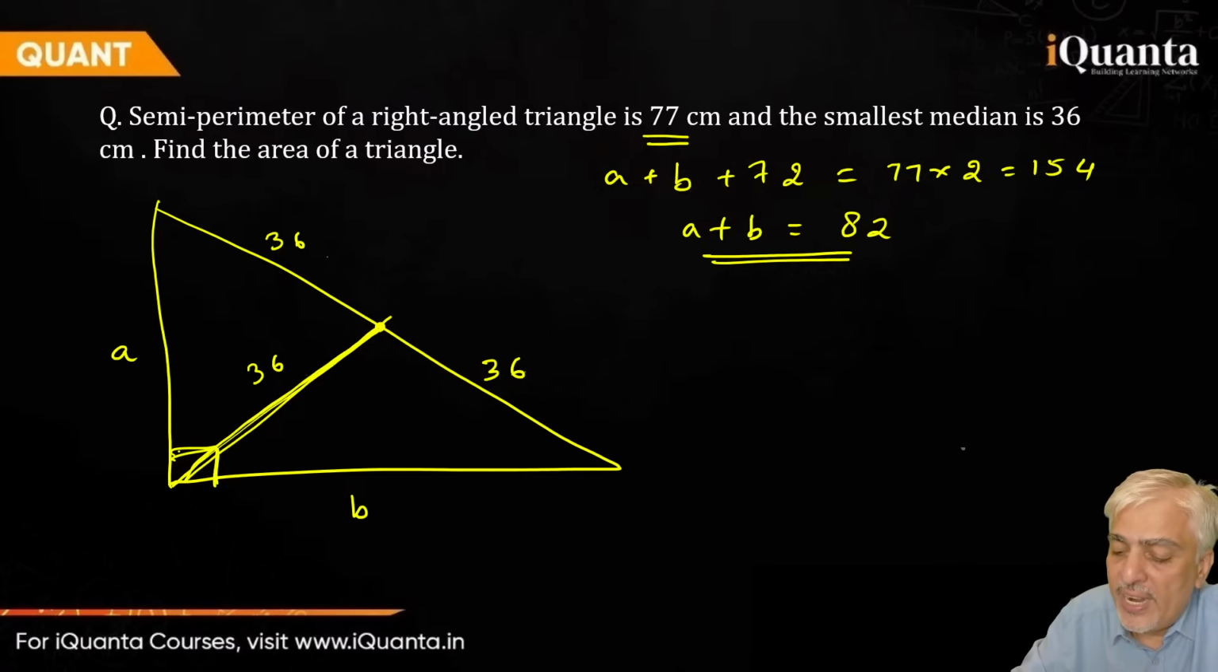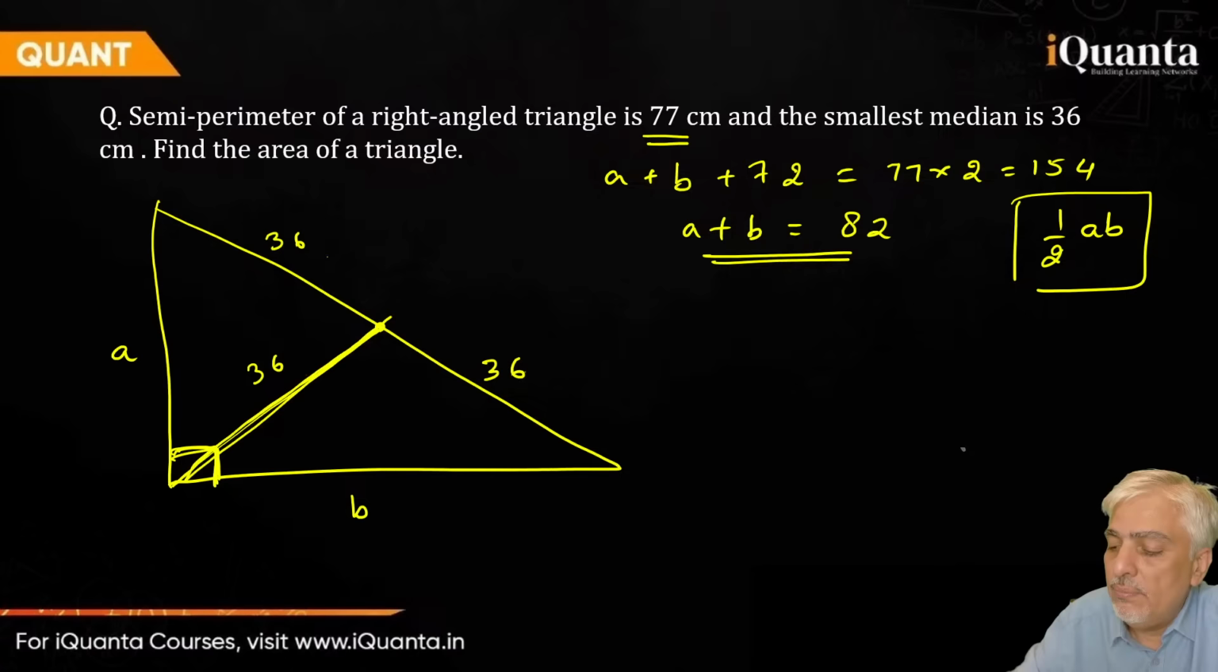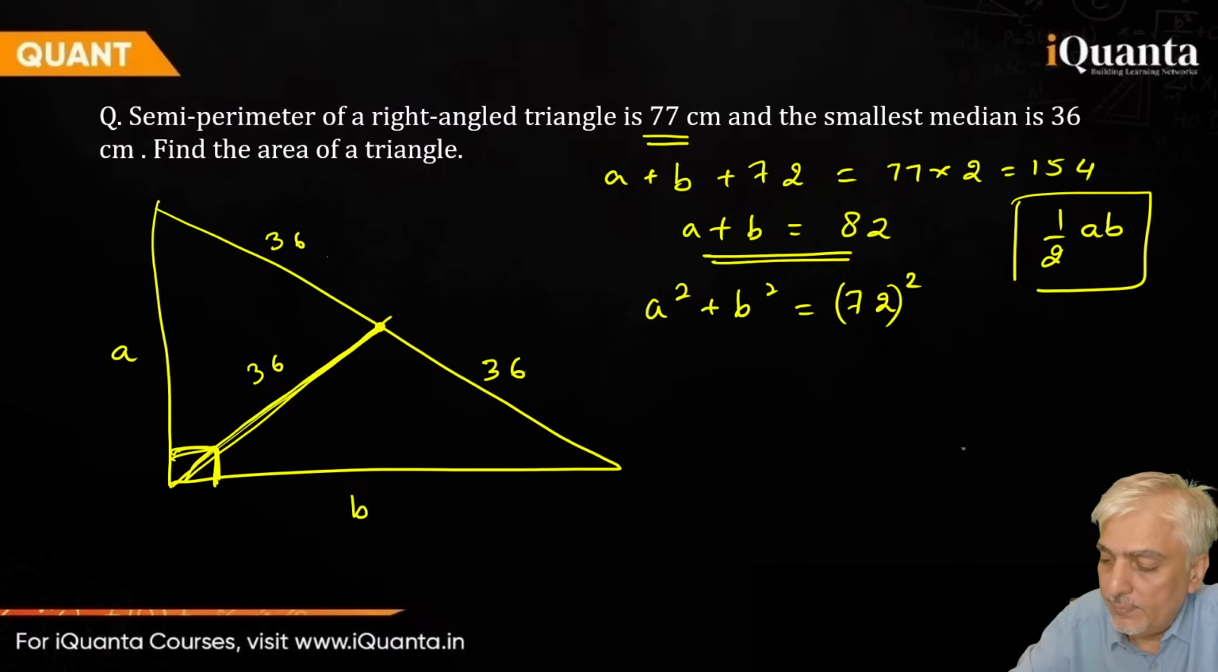Now, what do we want to find? I want to find half AB. We also know Pythagoras theorem: A square plus B square is 72 square. Now, don't solve, don't find A and B. Pay attention. We just want to find half AB.